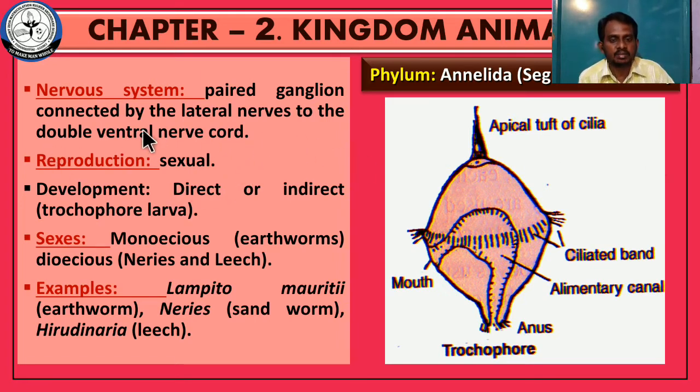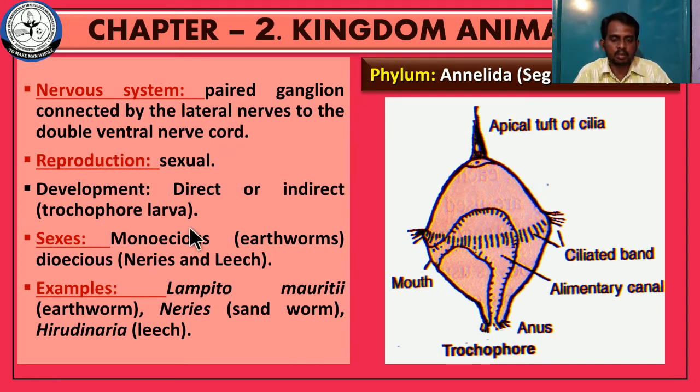And reproduction, by sexual reproduction, copulation takes place, and development is direct and indirect. In indirect development, the larva is there. The name of the larva is trochophore larva. This may be a 1 mark question, or a diagram may be a 2 mark question.